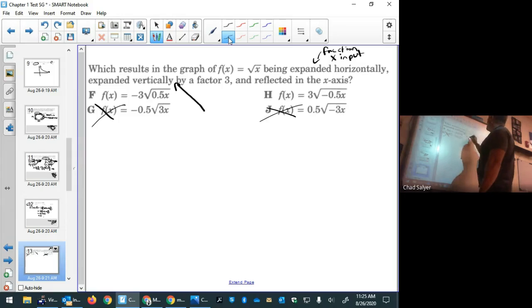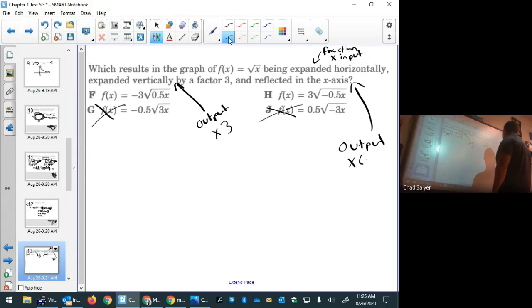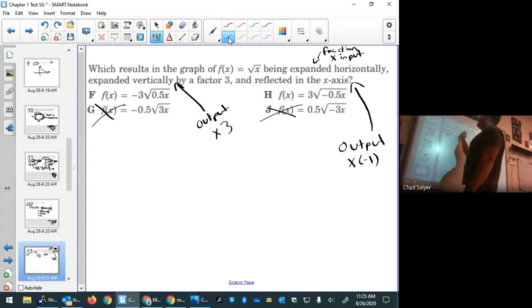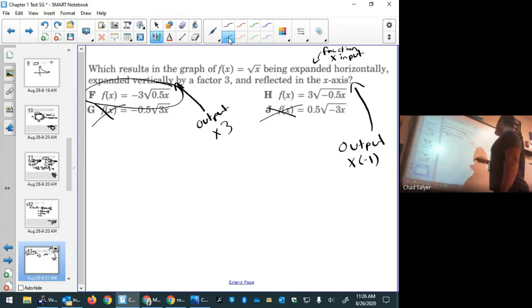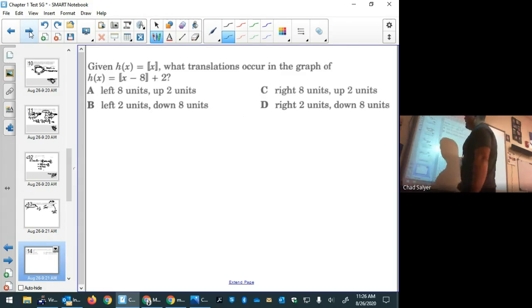Expanded vertically by a factor of 3. So that means output times 3. In both cases, that's true, so that doesn't eliminate anything. Reflected in the x-axis. So that means output times negative 1. So that has to be F. So H is disqualified, leaving F as the only possible answer. F is in Foxtrot. Moving on to number 13.